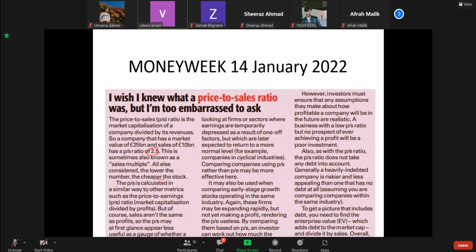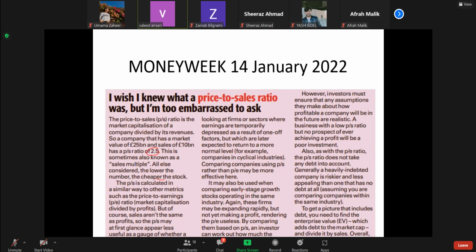The P/S is calculated in a similar way to other methods, such as the price to earnings ratio: market capitalization divided by the earnings. But of course, sales are not the same as profits. So the P/S may at first glance appear less useful as a gauge of whether a firm is cheap or not. However, it can be helpful when looking at firms where earnings are temporarily depressed as a result of one-off factors, but which are later expected to return to a more normal level. For example, cyclical companies, which move with the business cycle. Comparing companies using P/S may be more effective.